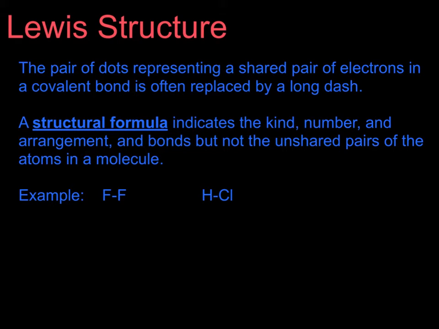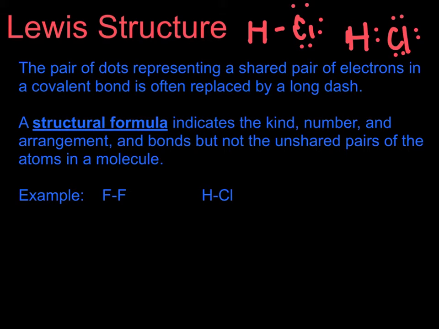The pair of dots representing the shared pair of electrons is often represented by the long dash. So in our example of hydrogen chloride, we had a dash between the hydrogen and the chlorine, and then we showed the remaining dots around the chlorine. But instead of the dash, we could also have two dots representing the shared pair between the chlorine and the hydrogen. So either way is correct, both are fine.